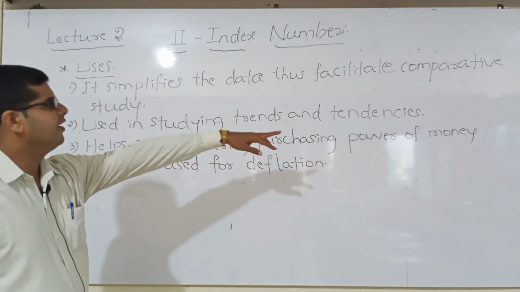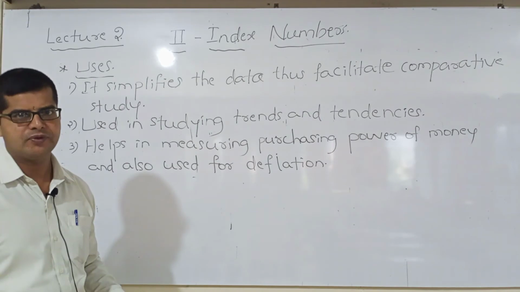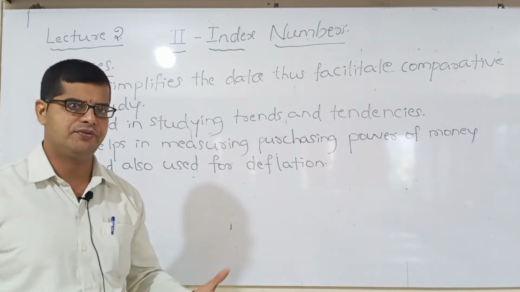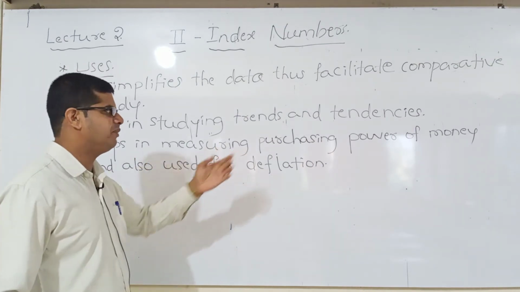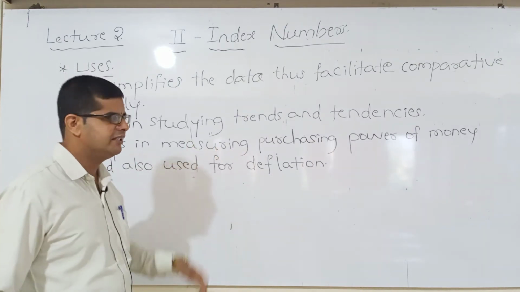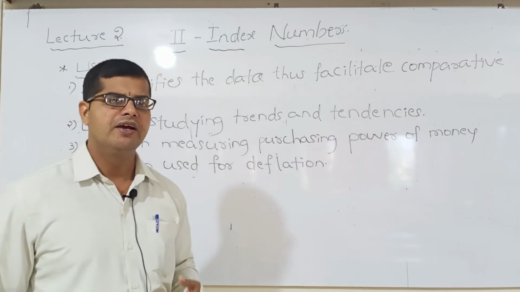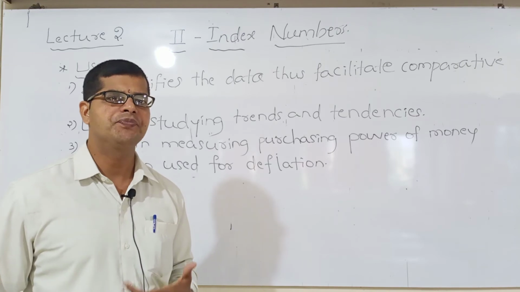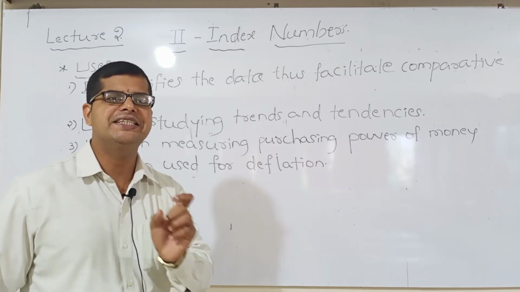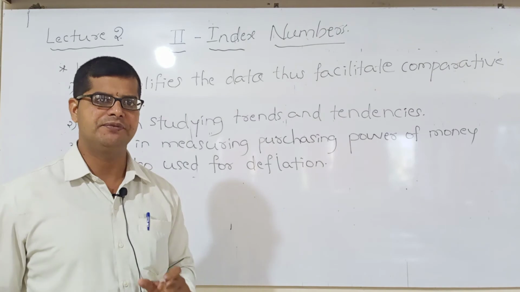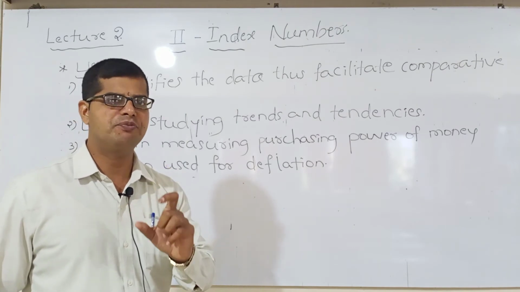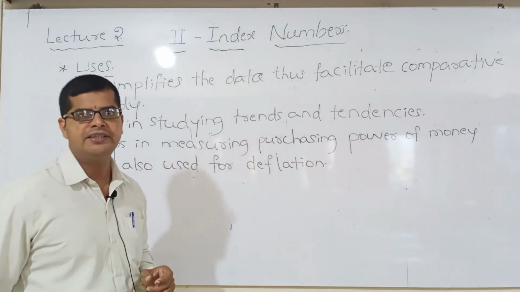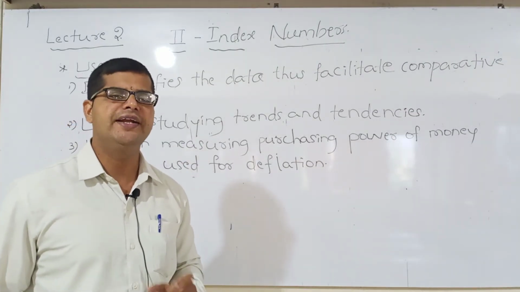Hoping that you know the necessity of money. I'm not saying that money is everything, but money is inevitable to lead our life. So what is this purchasing power of money? It helps in measuring purchasing power of money. I told you 1990 gold price was 100 rupees, 2020 gold price is 1000 rupees. This is nothing but purchasing power of money. We can measure it by applying this particular statistical tool, index numbers.